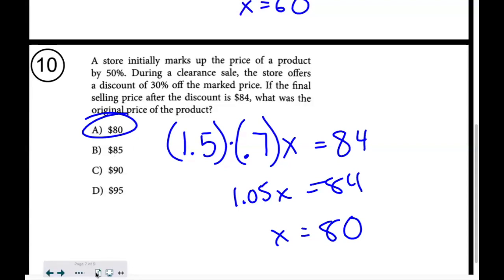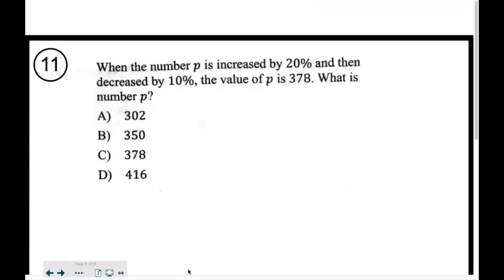All right, so percent increase, percent decrease, looking at it in this way is definitely the way to go. All right, now on to number 11.